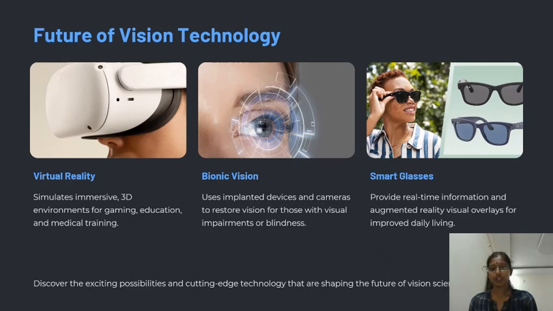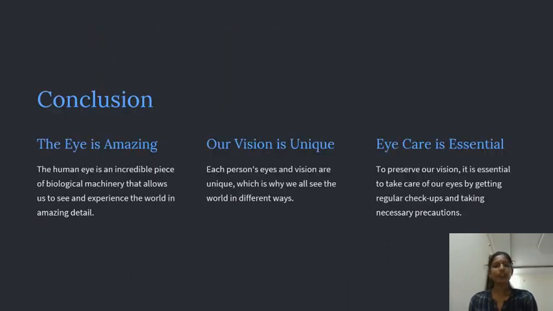Then conclusion. The eye is amazing, our vision is unique, eye care is essential. The human eye is an incredible piece of biological machinery that allows us to see and experience the world in amazing detail. Each person's eyes and vision are unique, which is why we all see the world in different ways. Eye care is essential. It is important to take care of our eyes by getting regular checkups and taking necessary precautions.